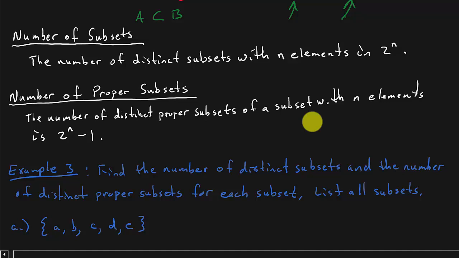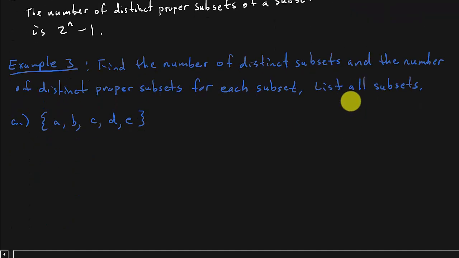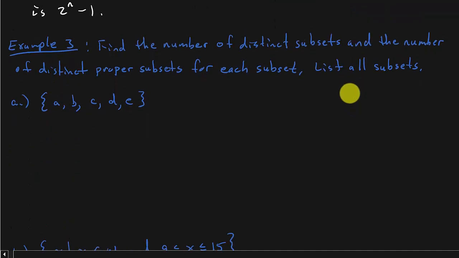All right, so let's look at example 3. It says, find the number of distinct subsets and the number of distinct proper subsets for each set, and list all subsets. All right, so first what they're wanting us to do is find out how many subsets and how many proper subsets.